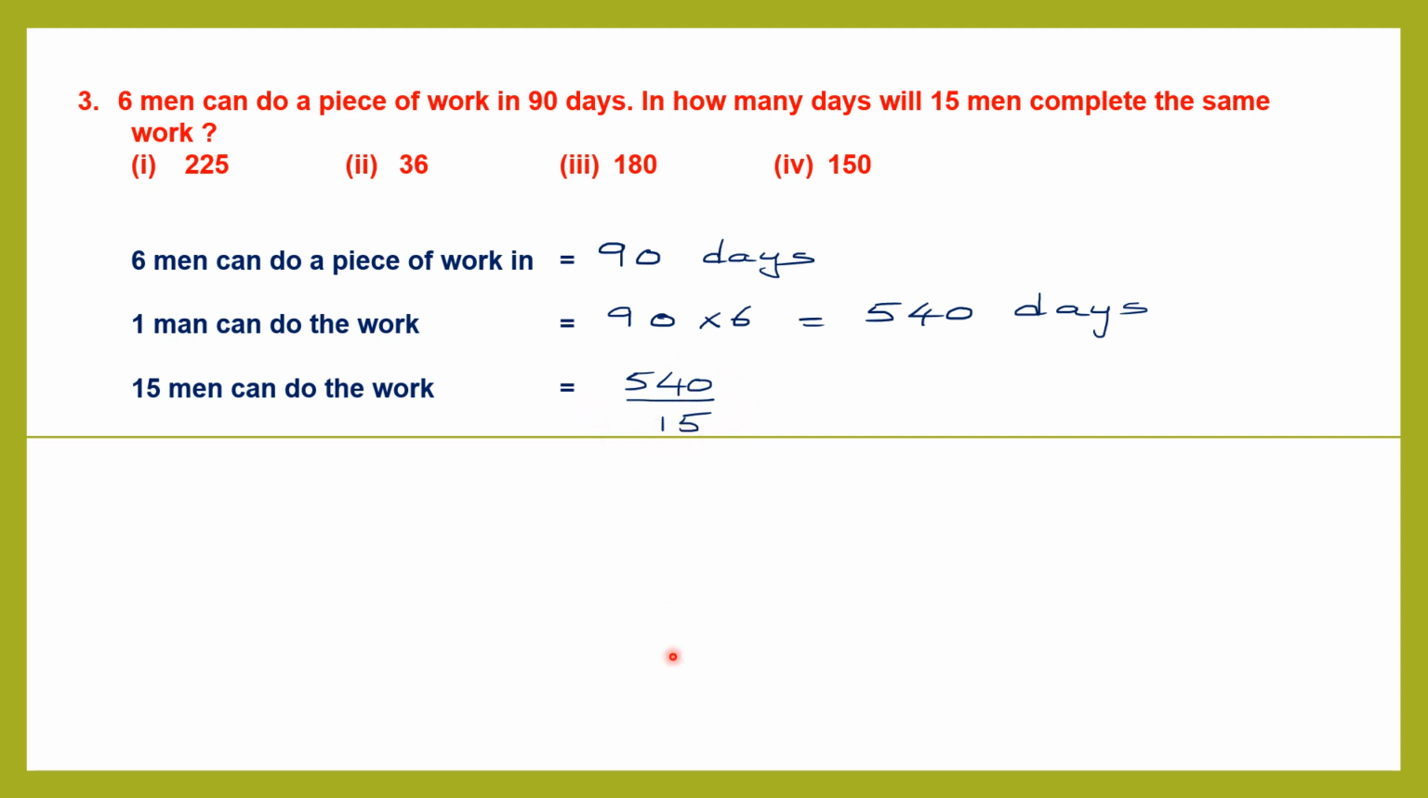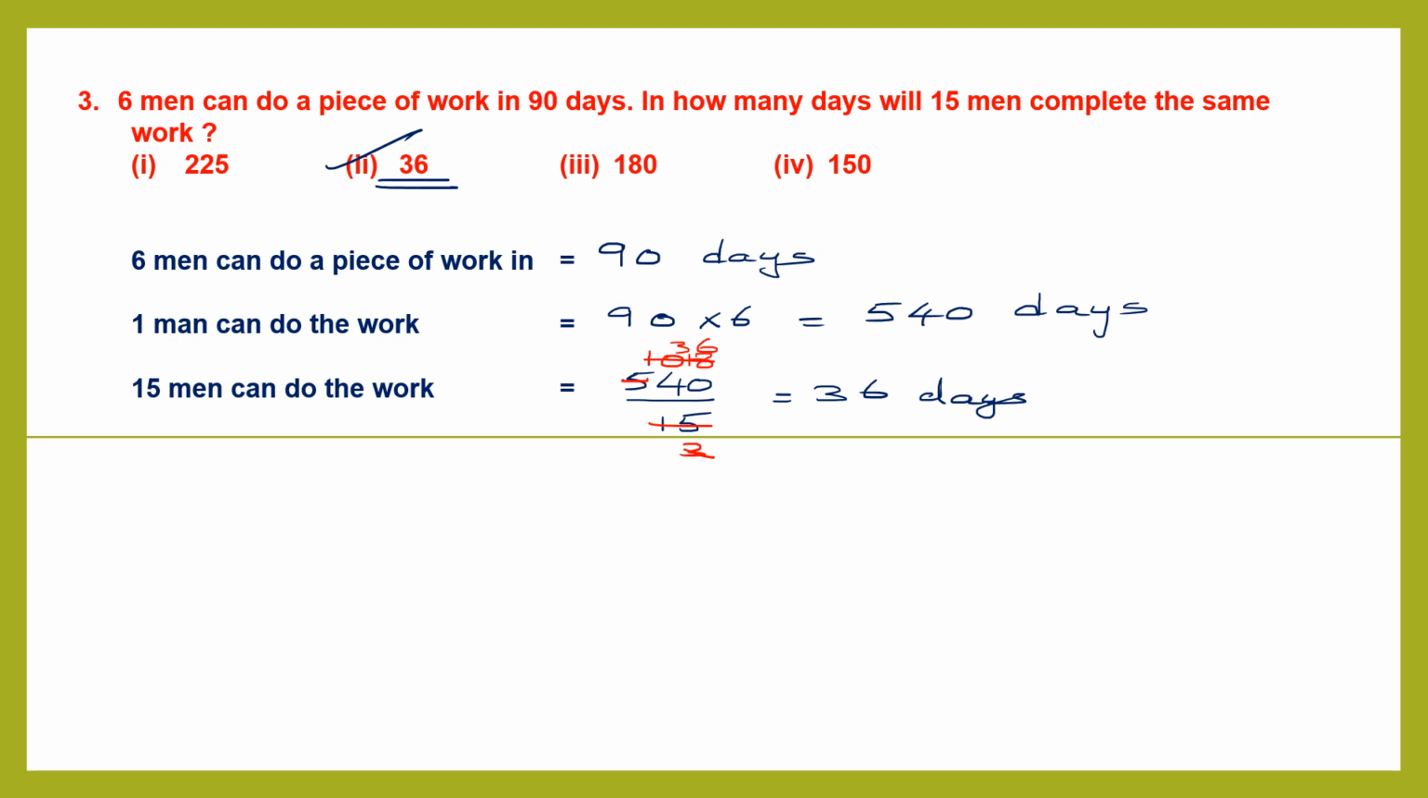So now let's cancel. I can cancel this by 5. 5 threes are 15, 5 ones are 5, 5 eights are 40. So now we have 108. Now if I cancel this, 3 threes are 9, 18, 3 sixes are 18. So we have 36. That means 15 men can do the work in 36 days. So our answer here is option 2, 36.